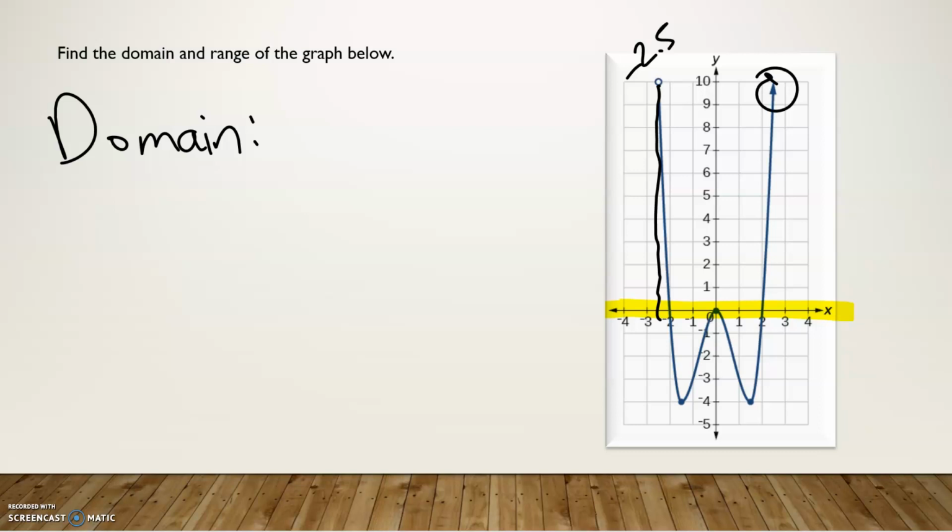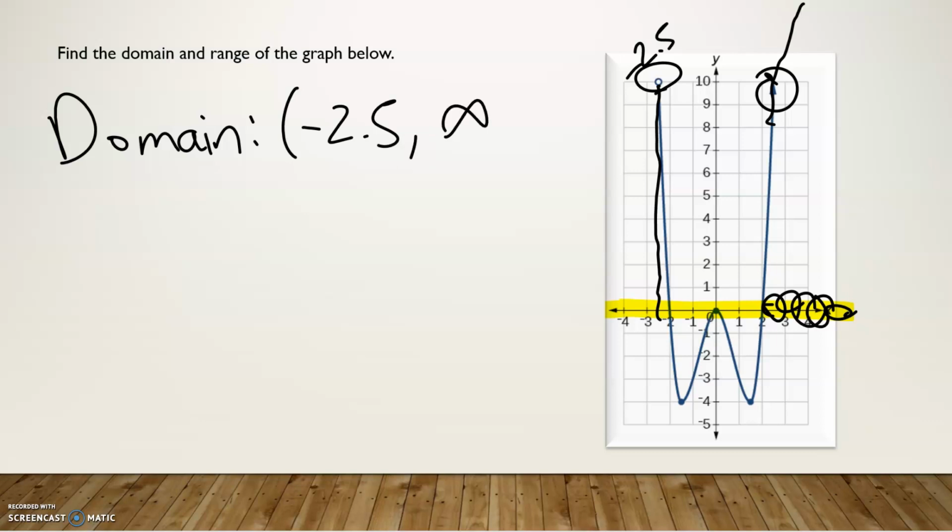I have an arrow here. So it keeps getting bigger and bigger. That means that it'll pick up this value for x, and this value, and this value, and you'll keep on going. I also have an open circle, so I have parentheses. So -2.5 up to positive infinity.